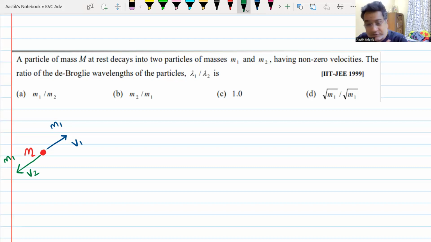Yes, sir. So the momentum of these particles, m1 v1, in magnitude must be equal to m2 v2, and in direction it is going to be opposite.